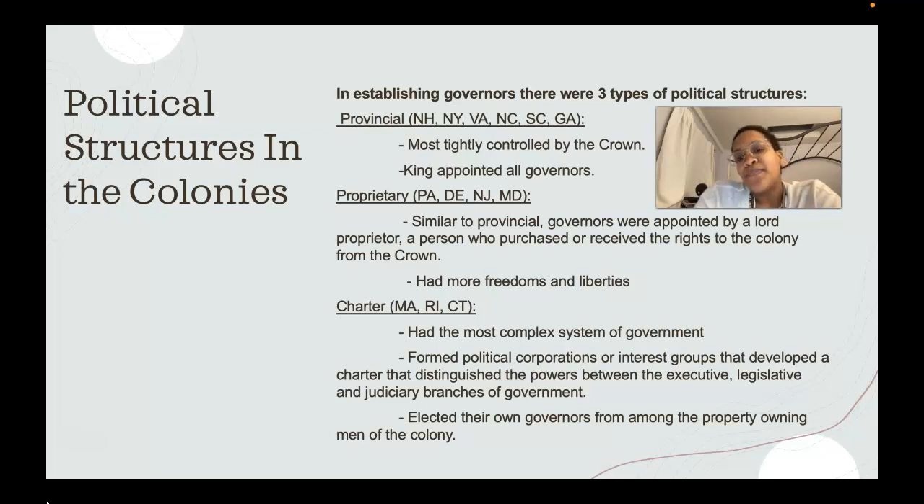And then finally, we see the charter, which was had in Massachusetts, Rhode Island, and Connecticut. And they had the most complex system of government. They formed political corporations or interest groups that developed a charter that distinguished the powers between the executive, legislative, and judiciary branches of government. That sounds familiar. And then also they elected their own governors from among the property-owning men of the colony.